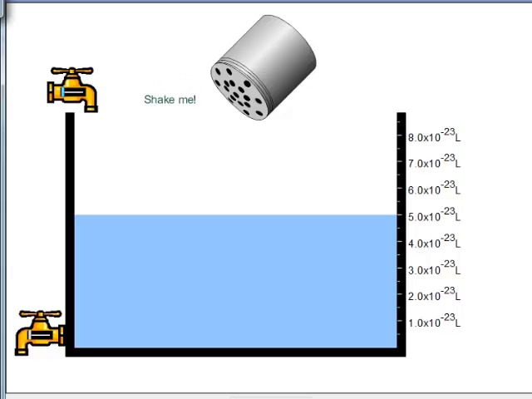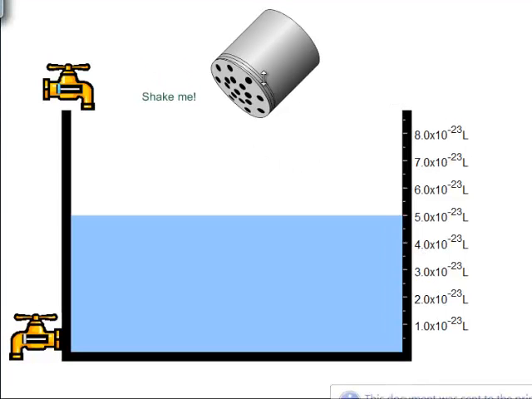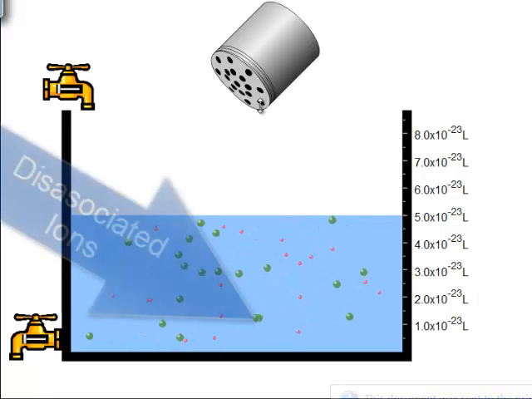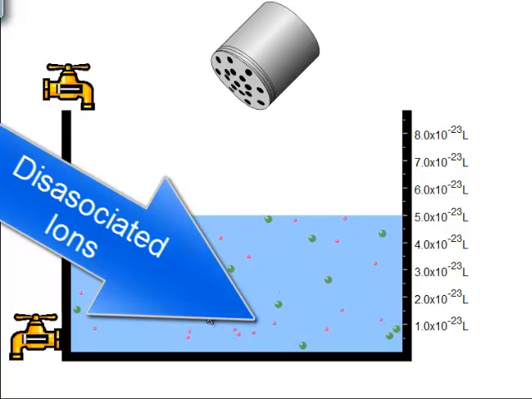Ooh, a movie. This is one where you can move things. Check this out. Sodium chloride. It's a salt shaker. Sodium chloride in water. Sodium chloride is a soluble salt, so it should be a strong electrolyte, and it should dissociate 100% into the sodium ions and the chloride ions, and it does. And notice when we shook it into the water, it dissociated.